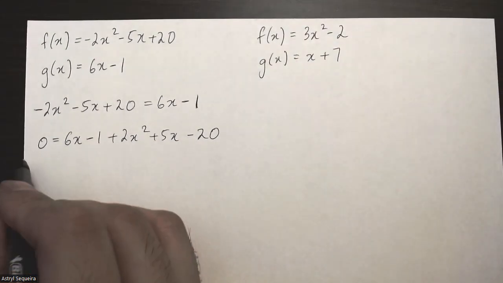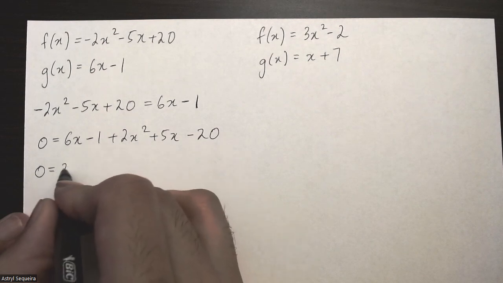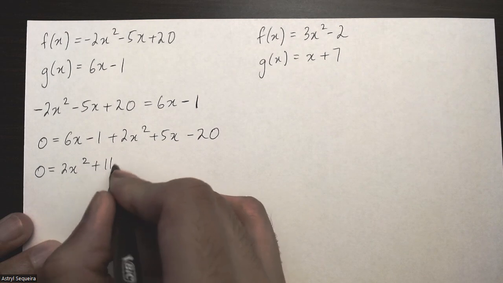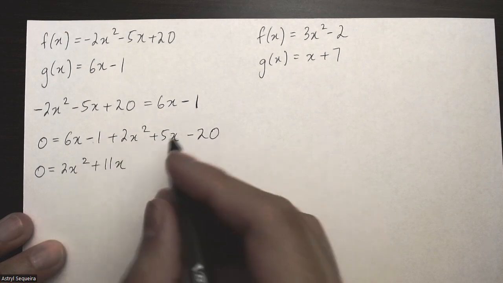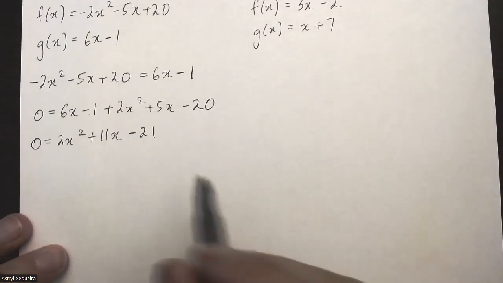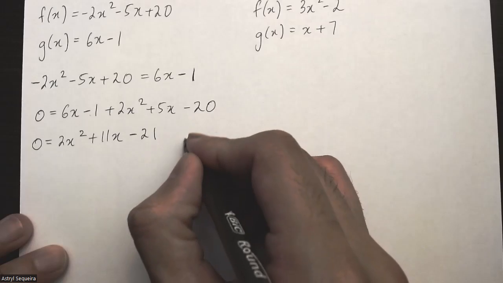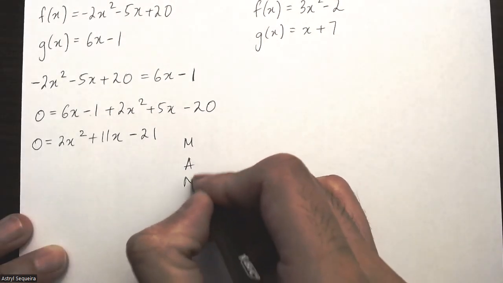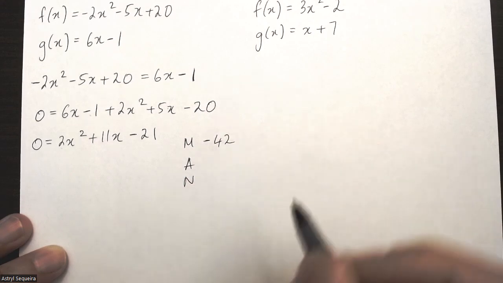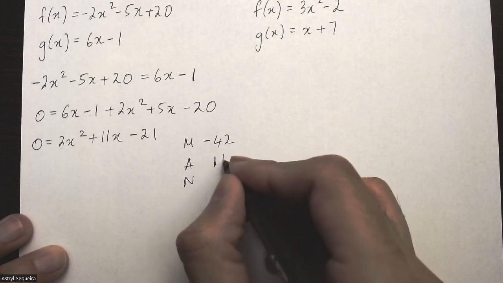Next, I'll combine my like terms. So 2x squared doesn't combine with anything. 6x plus 5x is just 11x. Negative 1 minus 20 is negative 21. Then I need to factor this equation over here. This is a complex trinomial. So my m is 2 times negative 21, which is negative 42. My a is 11.